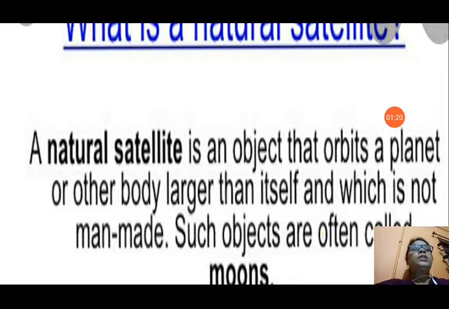The Moon is the natural satellite of the Earth. A natural satellite is an object that orbits a planet or other body larger than itself and which is not man-made. Such objects are called moons. So the Moon is a natural satellite because it is not man-made and it is natural.